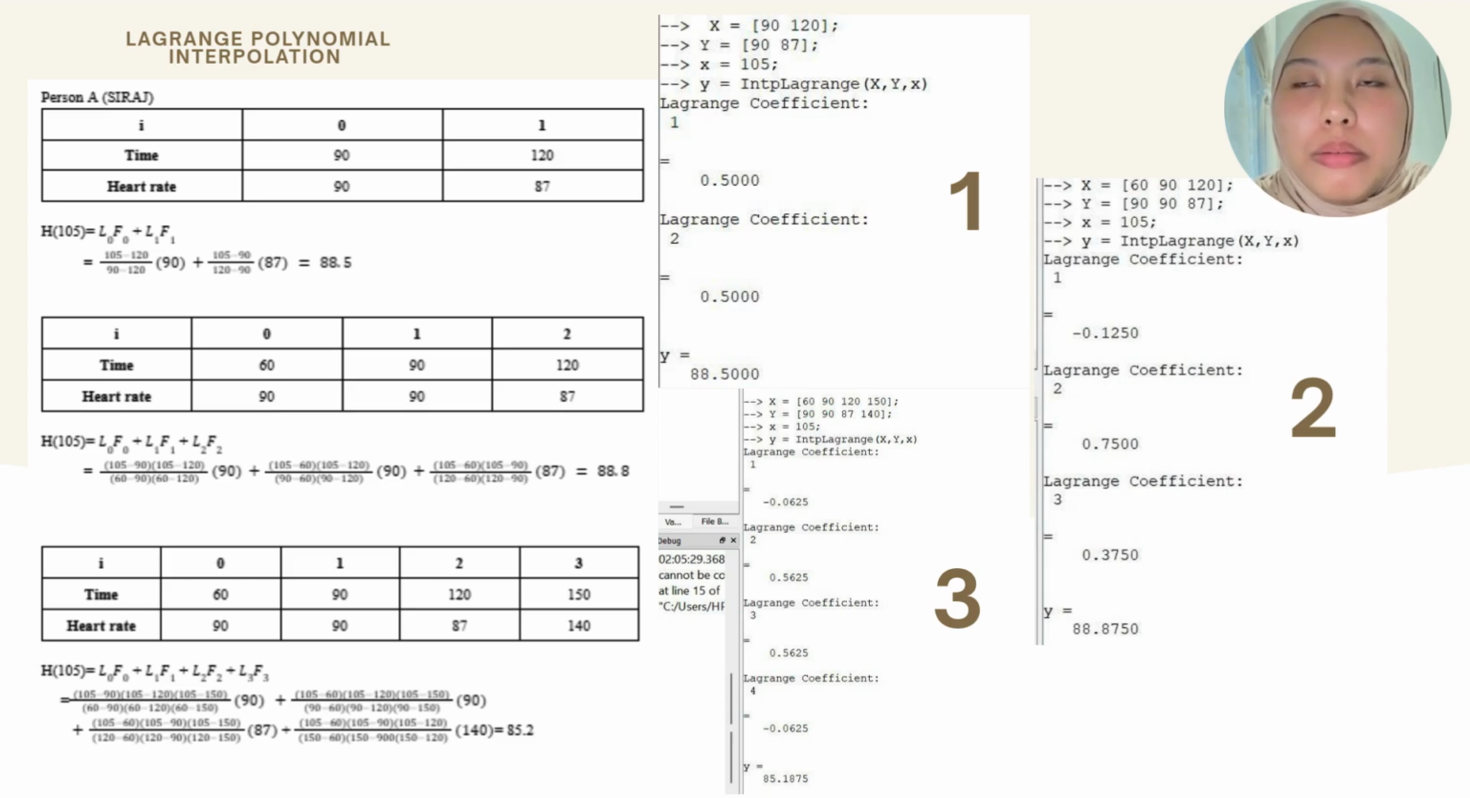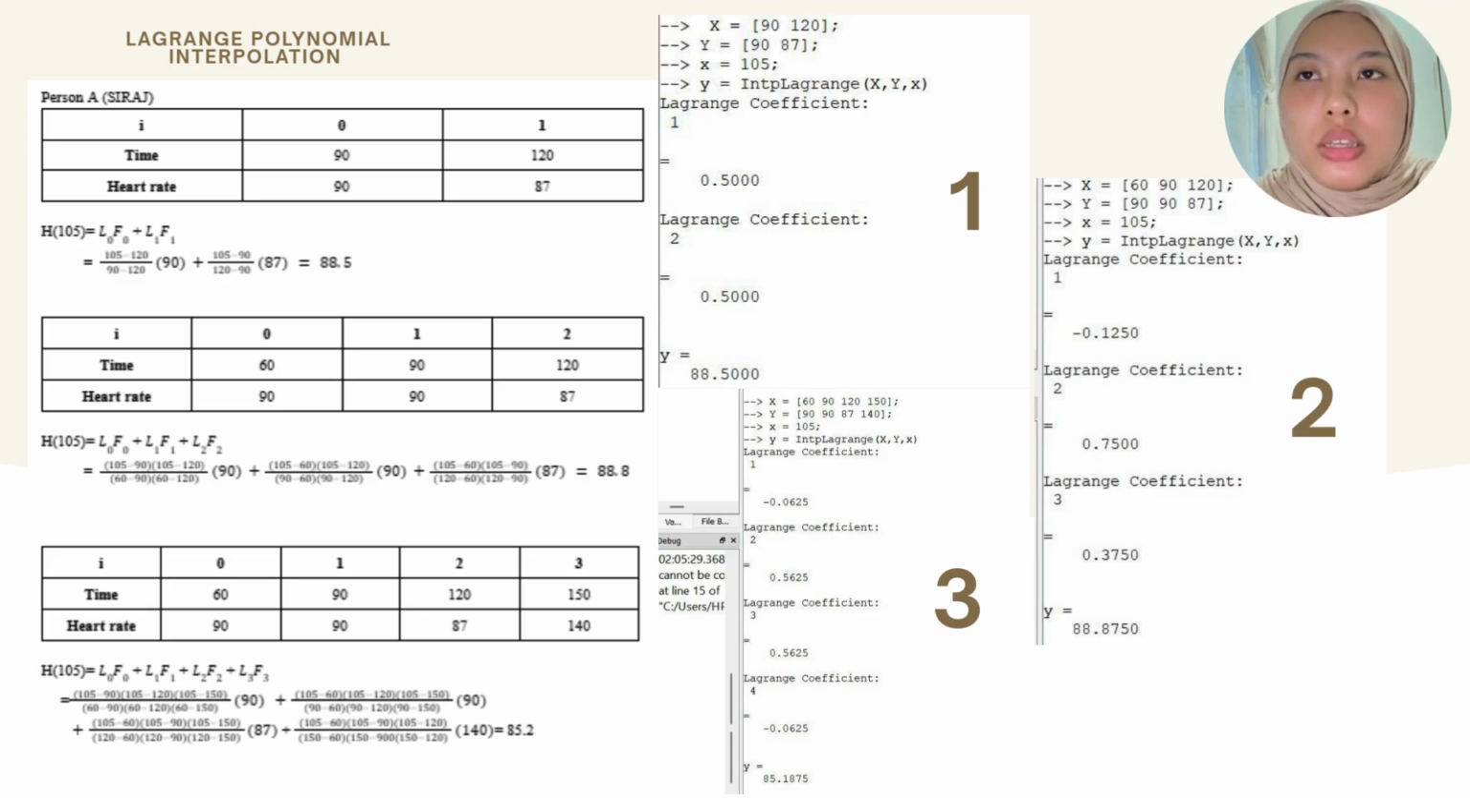Today I'll be explaining about the Lagrange polynomial interpolation. When doing the Lagrange polynomial interpolation, I'm using 2 points, 3 points, and 4 points. The values I will be using are from around 60 until 150, which is 60 seconds, 90 seconds, 120 seconds, and 150 seconds.